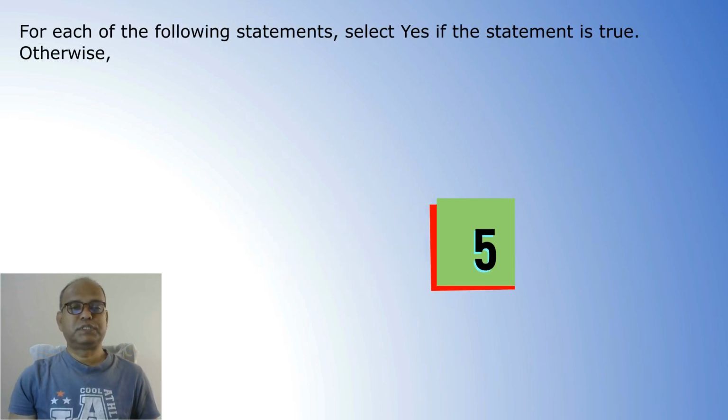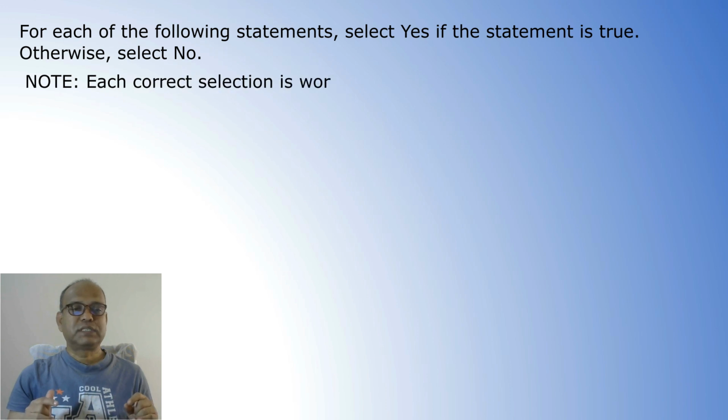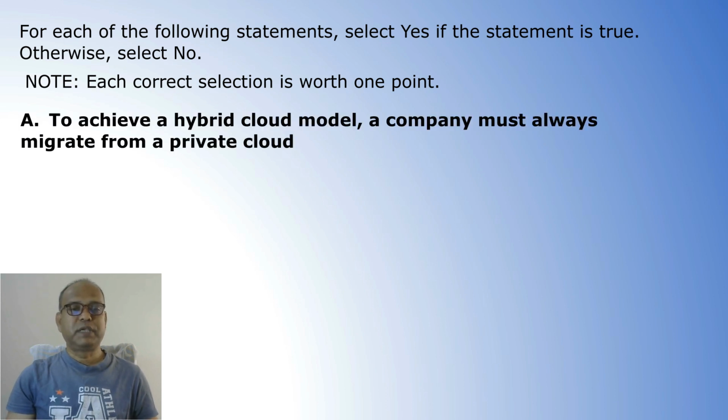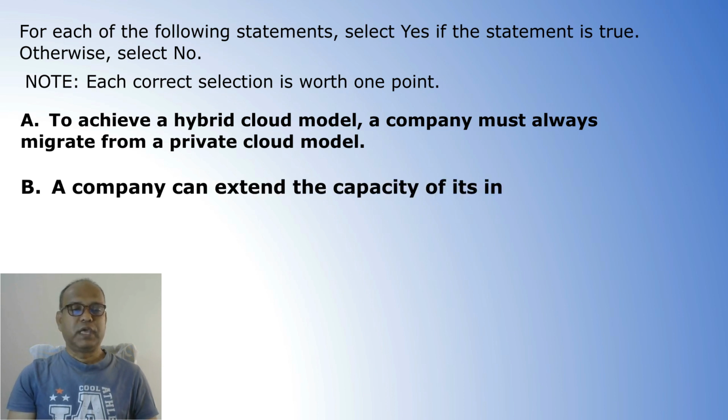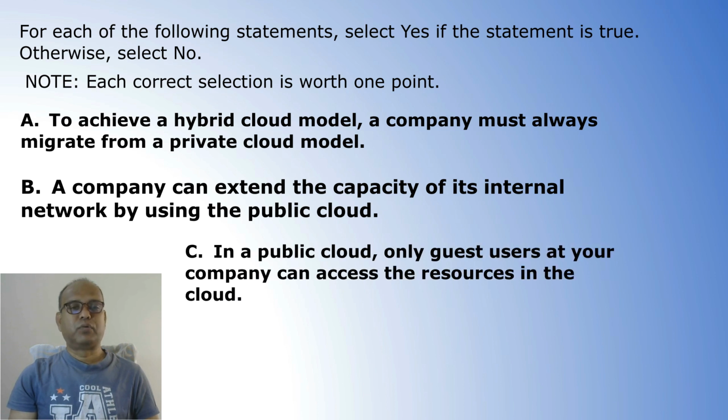For each of the statements, select yes if the statement is true. Otherwise, select no. Note, each correct selection is worth 1 point. Option A. To achieve a hybrid cloud model, a company must always migrate from a private cloud model. Option B. A company can extend the capacity of its internal network by using the public cloud. Option C. In a public cloud, only guest users at your company can access the resources in the cloud.